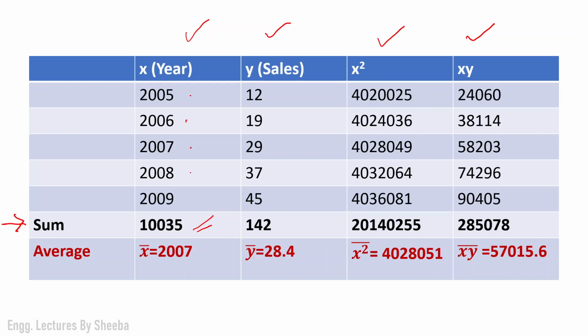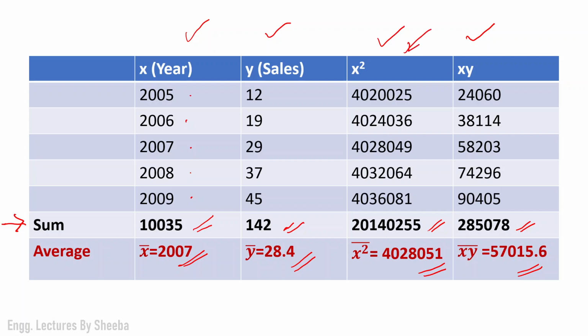Once you find the sum, what you'll be doing, how many points are there? 1, 2, 3, 4, 5. 5 values are there. So for finding the average, you have to divide each value by 5. So 10035 divided by 5, you got this value 2007. So 142 divided by 5, you got it as 28.4. Similarly, this value divided by 5, you got it as this one. This value divided by 5, you got it as this one. You can see that the values here are very large, so it is a little bit complicated to handle, but later in this video I'll explain how you can avoid these bigger numbers.